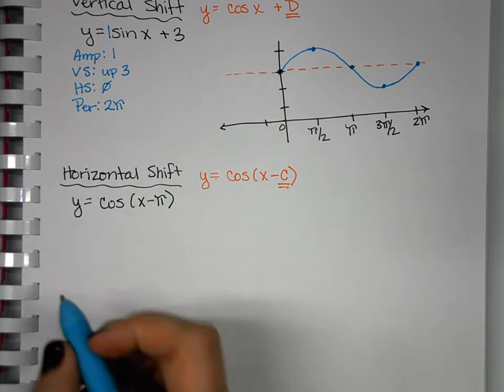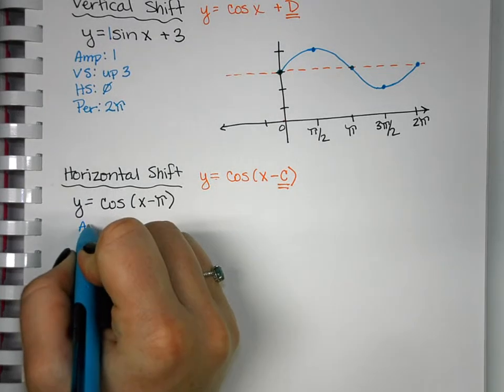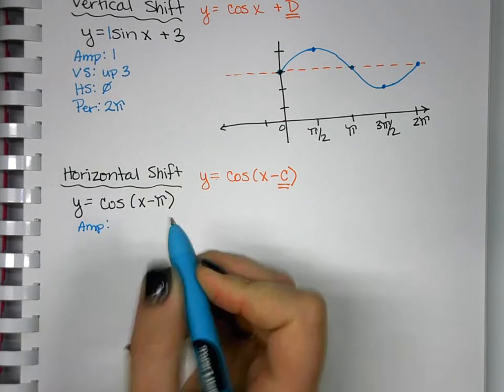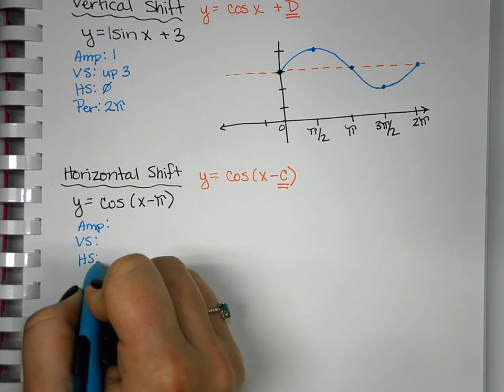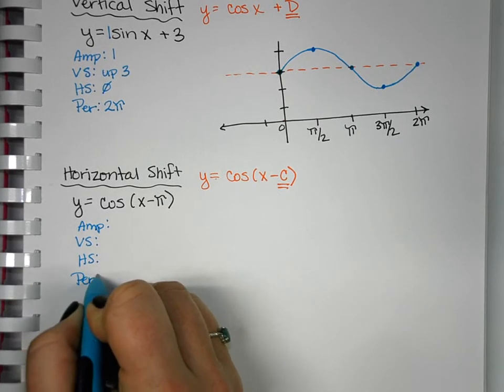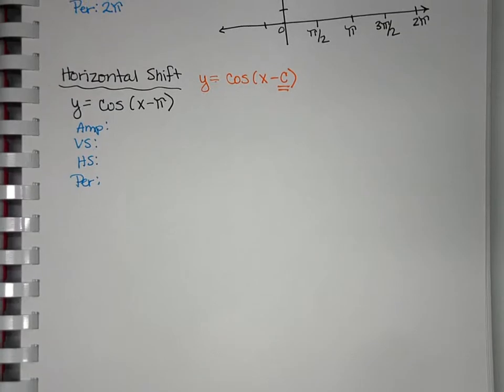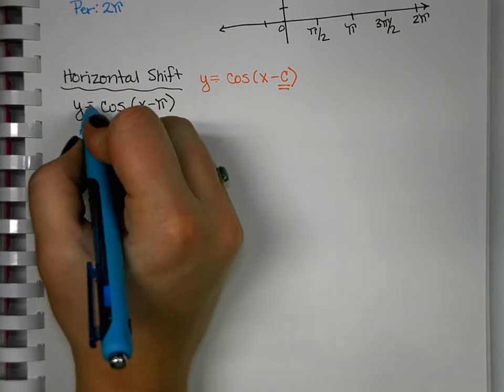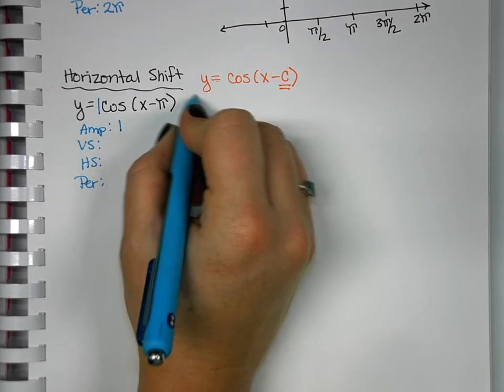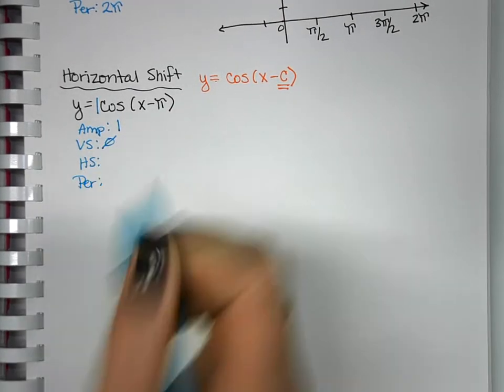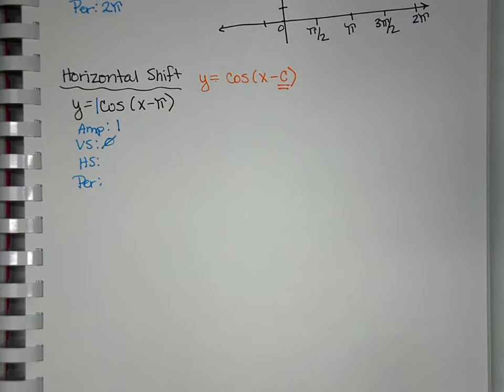So just like before, I'm going to start my list: my amplitude, my vertical shift, my horizontal shift, and my period if I have a change. My amplitude is 1 because I have a 1 in front. I don't have a vertical shift because there's nothing being added outside of my cosine.